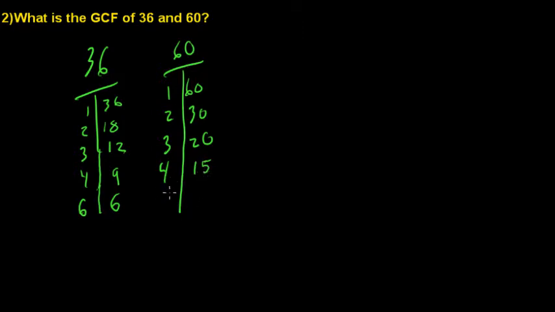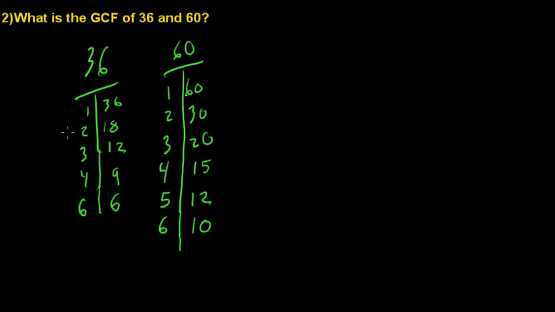Ends with a 0, so it's divisible by 5. If it ends with a 0 or 5, it's divisible by 5. So that's 5 and 12. It's divisible by 6 and 10. And let's see, 7, no, 8, no, 9, no.